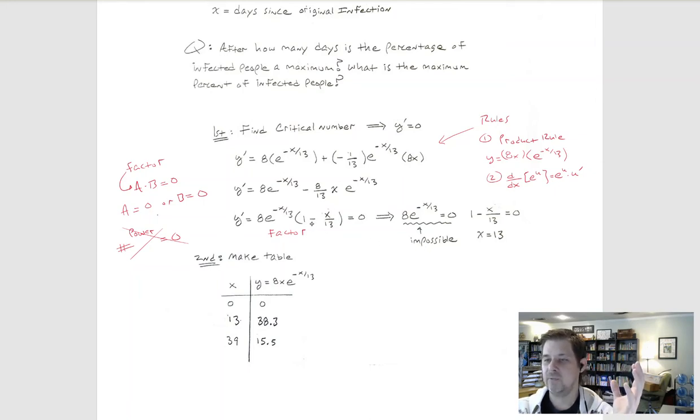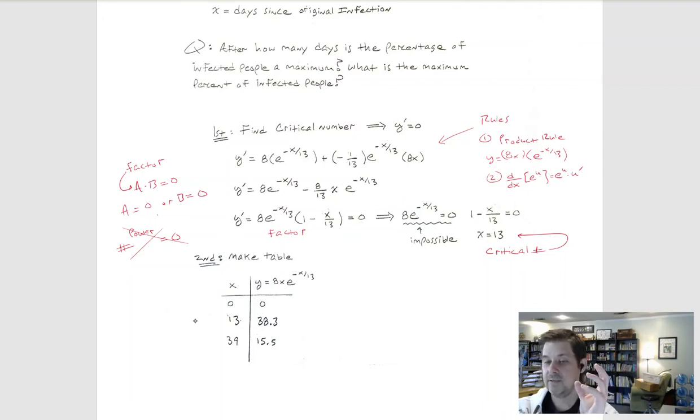With this other one, 1 minus x over 13, that's pretty easy to solve for 0, and if I solve for 0, I'll get 13. So here's my critical number. That is the solution to the derivative being equal to 0. Now we had to do some work to get that particular critical number, maybe more so than some of the others, but that is the critical number.